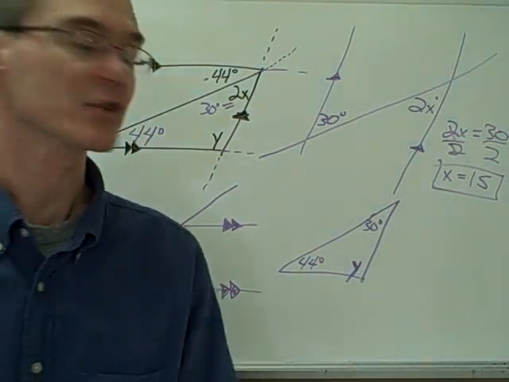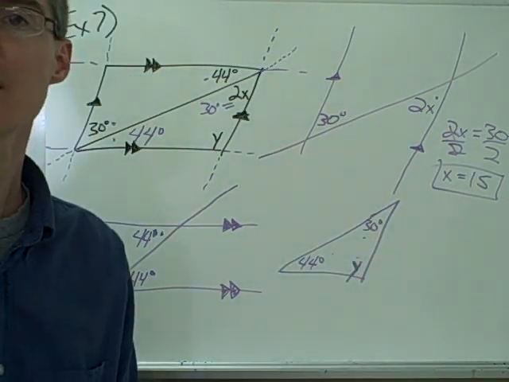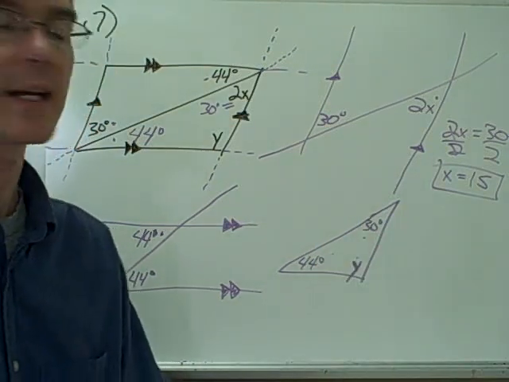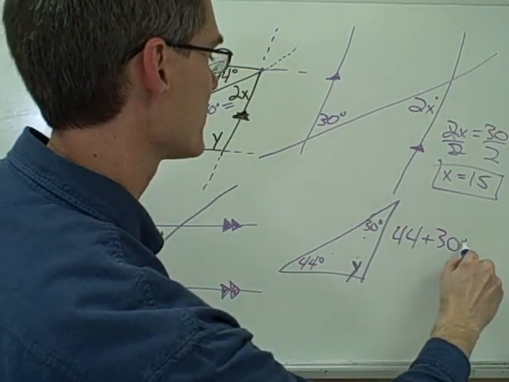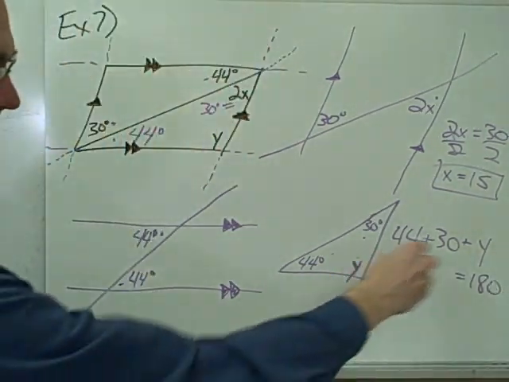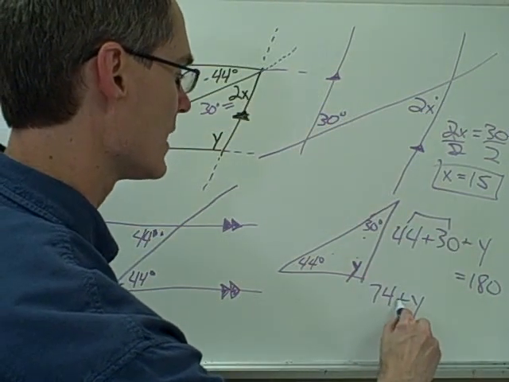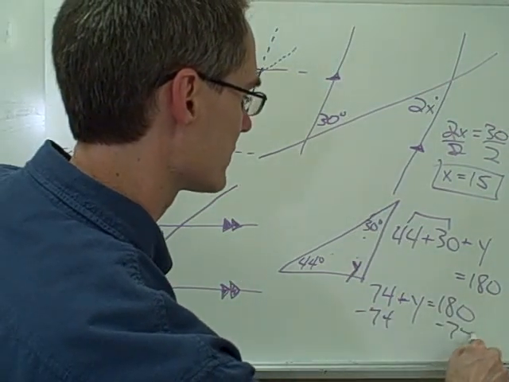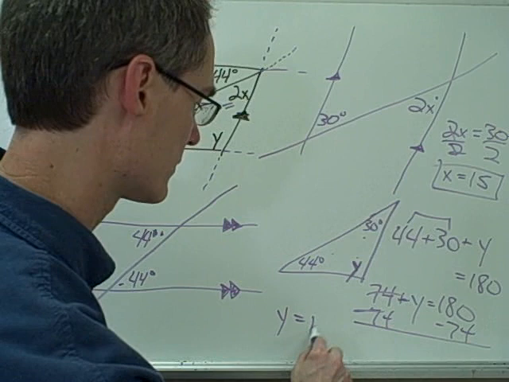One of the things I know about triangles is that the sum of the three interior angles of any triangle must be equal to 180 degrees. That, by the way, is a theorem that we're going to look at in a little more detail later. But for now, I can say 44 plus 30 plus y equals 180. Now I can solve this equation. Collect like terms, 74 plus y equals 180. Subtract 74 from both sides, and I get y equals 106.